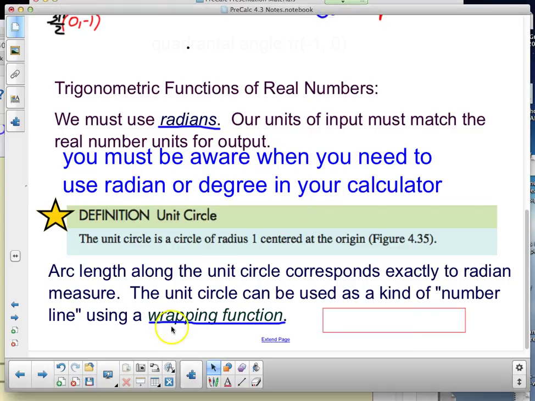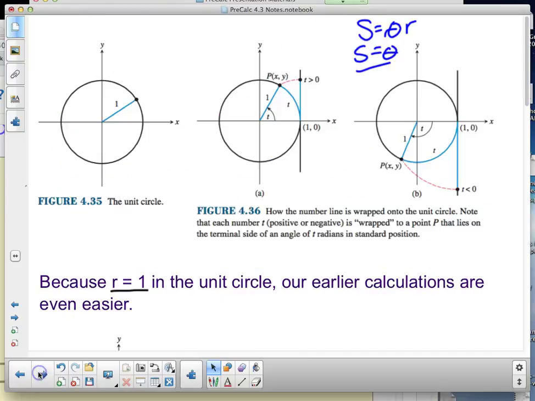Now, with that said, we've got that as a wrapping function. So that's really what this section is, wrapping it to P(x, y), okay, and wrapping around this way. As we talk about that wrapping function, the distance from your standard position back to where we have our point P, how the number line is wrapped onto the unit circle. Note that each number t, positive or negative, is wrapped to a point P that lies on the terminal side of an angle of t radians in standard position.